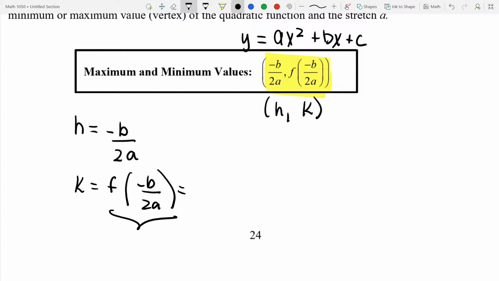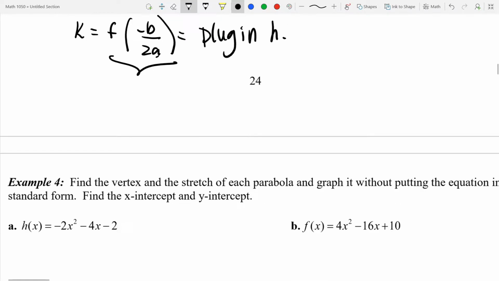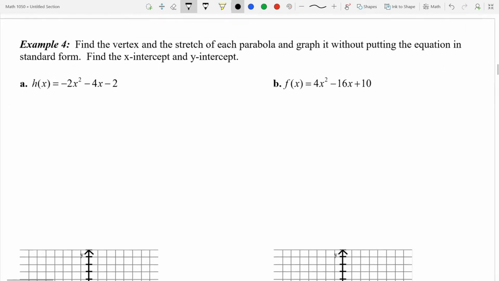You plug it in. So all you do is take that h, which is negative b over 2a, and you plug it in. So I'm going to say plug in h. That's all you do. Take that h, plug it into the equation, and that's how you get your y. Okay, let's do it. Okay, question 4.